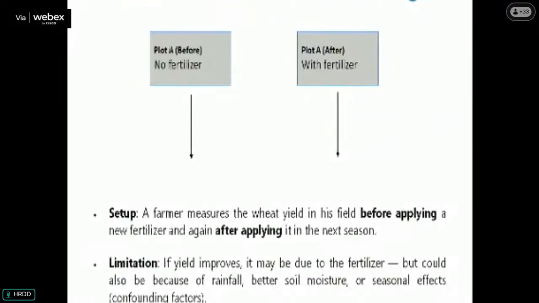Rainfall, which he has no control over. Soil moisture or season, which he has not taken care of. So that can also have an effect, and you end up in a confounding relationship or confounding factors, which we have to avoid to get into a good design. So this is not a way of good design, but okay, we will agree.